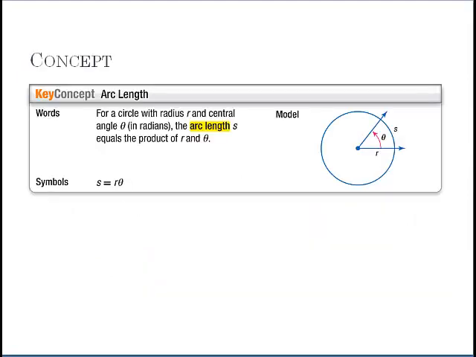The last concept we are going to talk about is how to find the arc length, which is the length of the arc on the circle. So it's bent a little bit. The symbols are S, which is arc length, the radius, so the length from the center to the edge of the circle, and the angle of rotation.